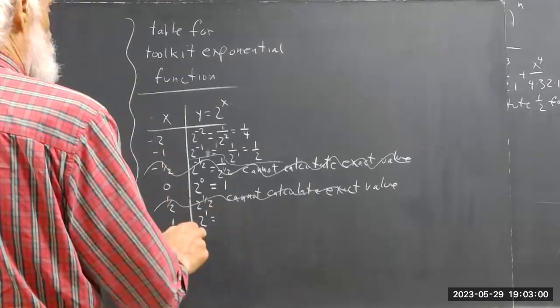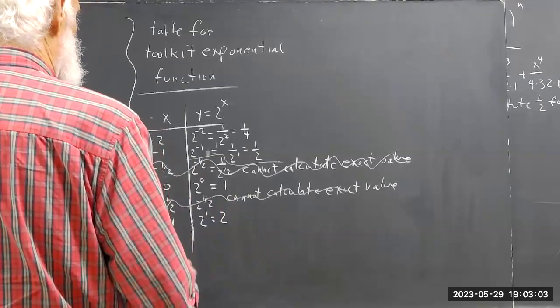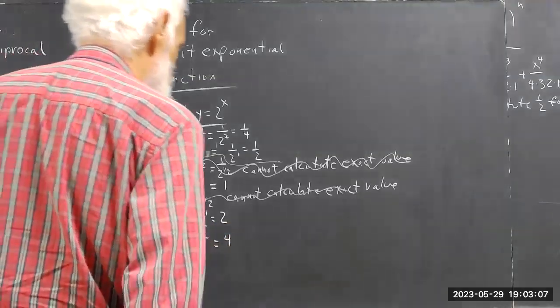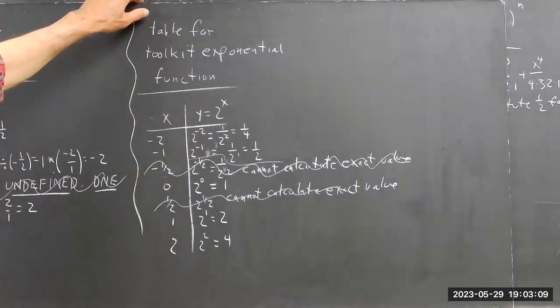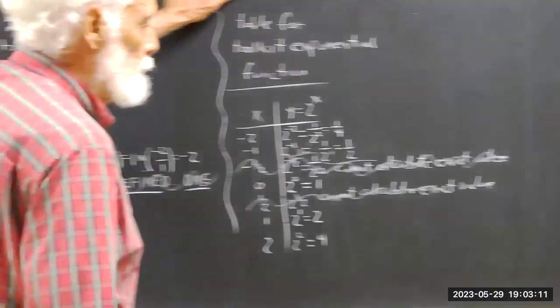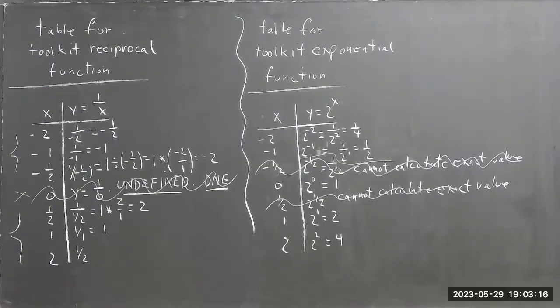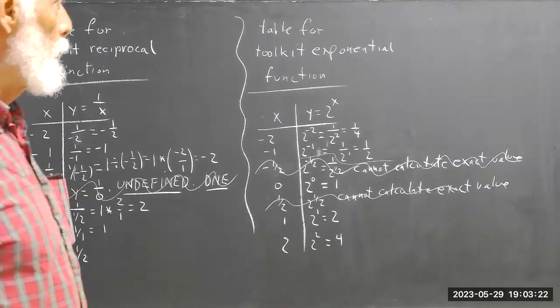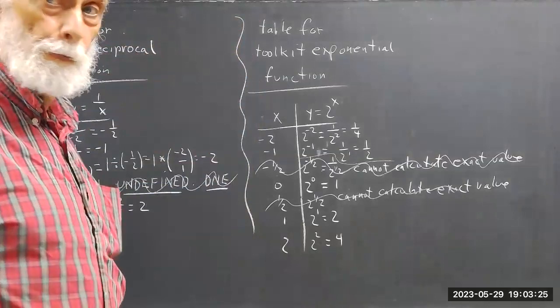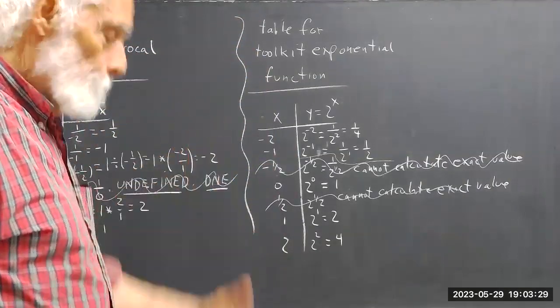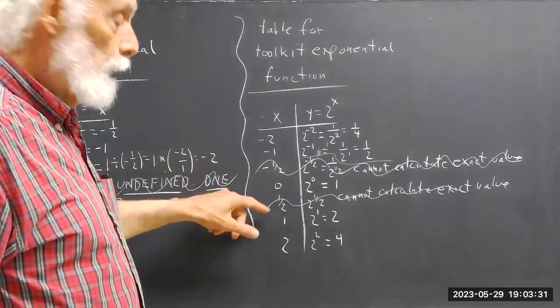Okay, if x equals 1, we're going to get 2 to the 1, which is 2. If x equals 2, we get 2 to the 2nd power, which is 4. So there's our table. Now we have tables for both the toolkit reciprocal function, where we have to exclude 0 because it just doesn't exist, and the toolkit exponential function, where among the standard values, we don't include -1/2 or 1/2.